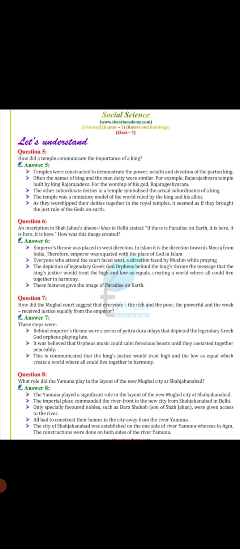The city of Shahjahanabad was established on one side of river Yamuna, whereas in Agra the constructions were done on both sides of the river Yamuna.